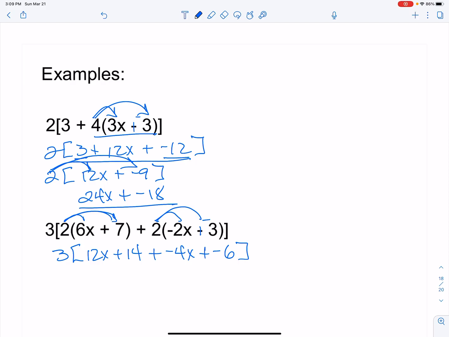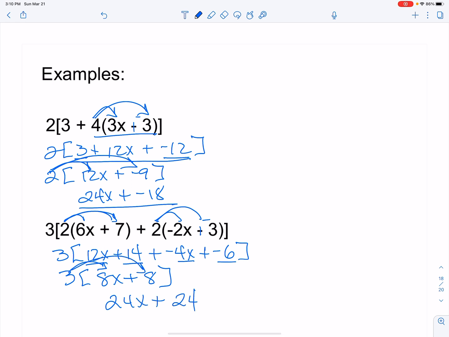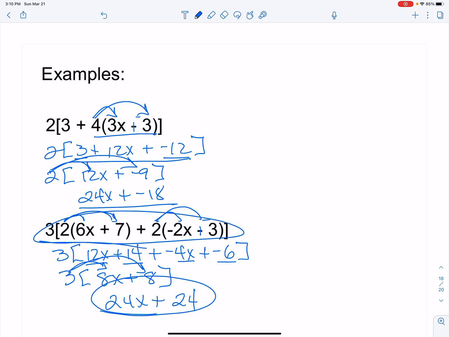And then anything that I can put together on the inside, I put it together. So I write the 3 and the bracket, and then I start looking. Do I have anything I can put together? I've got a 12x and a negative 4x to give me 8x plus, and I've got a 14 and a negative 6 to give me 8. And now I'm going to do one last distribute. Take this 3 and pass it out. So 3 to the 8x gives me 24x, plus 3 to the 8 gives me 24. So this whole thing right here simplifies down to 24x plus 24. And that's really all there is to doing the distributive property.